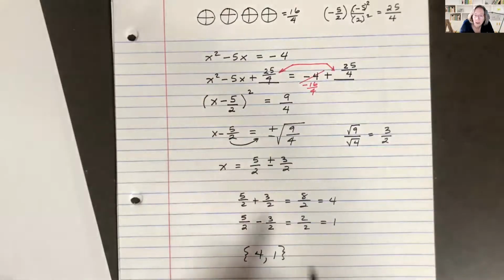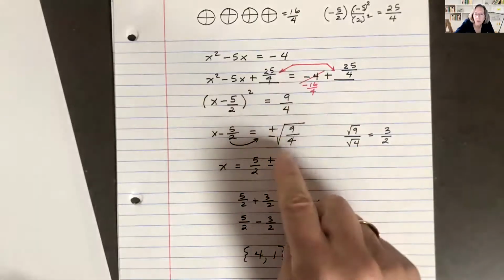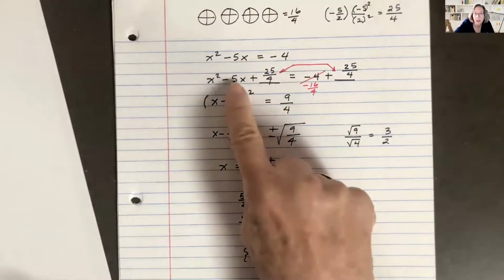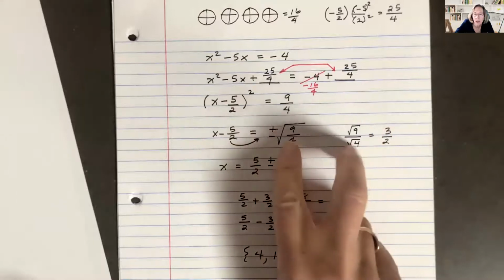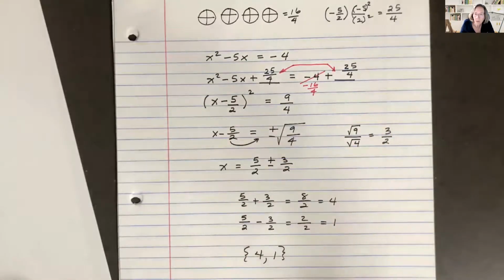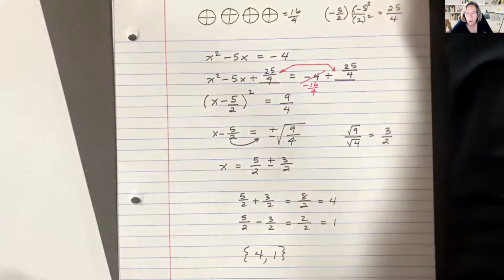And this is a good practice problem to work with, a couple complexities being an odd number here that creates a fraction, but basically not too bad. So that's it for completing the square method.